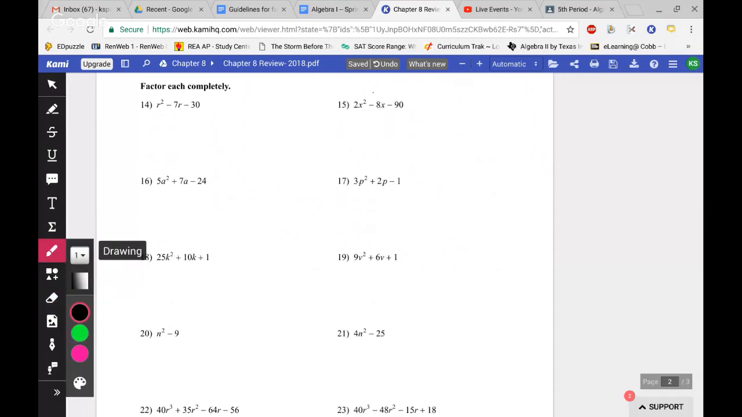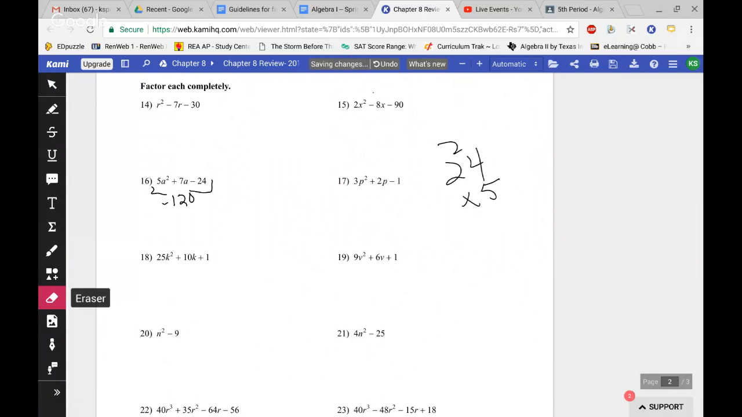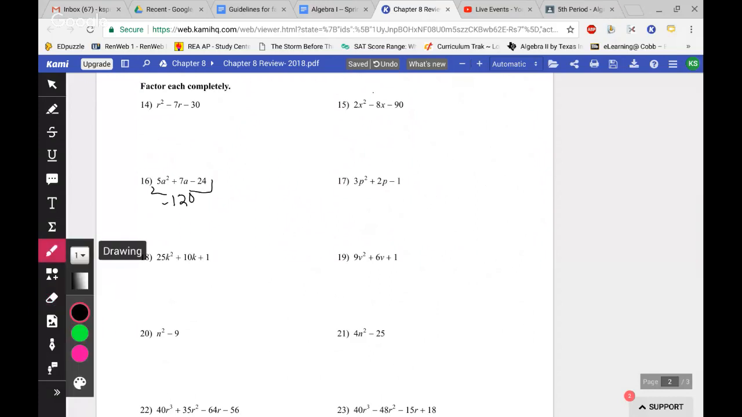Number 16. So we're going to multiply 5 and negative 24, which is negative 120. Yes? Is that what y'all got? I don't have my calculator with me. I don't either. I'm pretty sure that's what it is. That was me doing it in my head, though, so I better make sure, right? It's 120. Okay, so now we have to find two factors of negative 120 that when we combine them, we're going to get a positive 7.